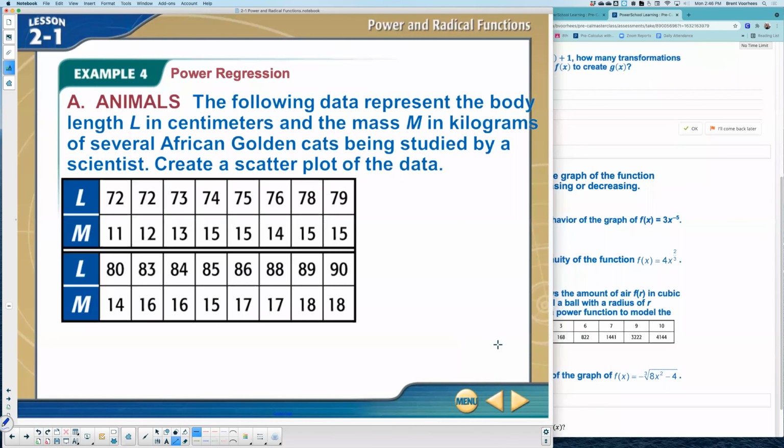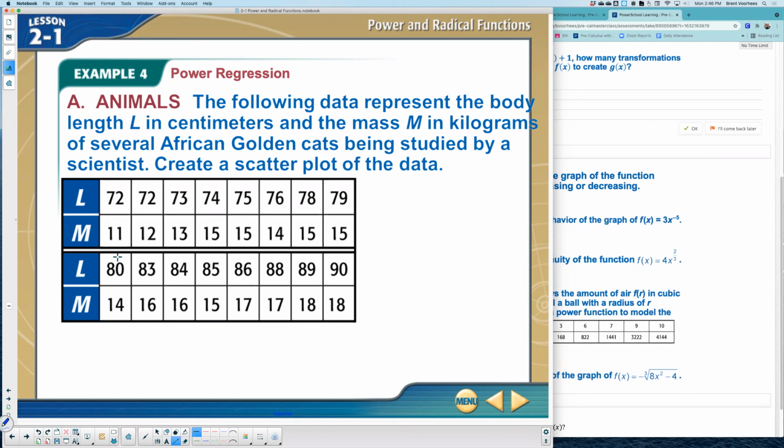All right, now we're going to talk about regressions and models, some of the favorite things for statistic-minded students. So here we have a problem. It says the following data represents the body length L in centimeters and the mass M in kilograms of several African golden cats being studied by scientists. Create a scatter plot for the data.